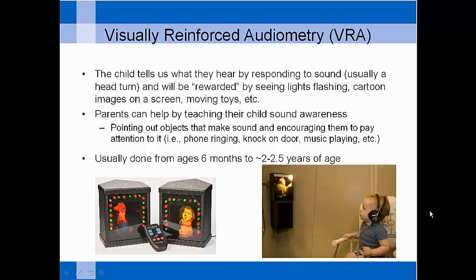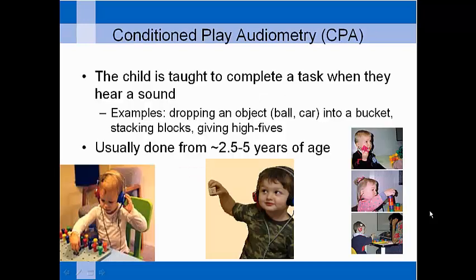So if the phone rings, it's saying, oh, did you hear that? The phone is ringing. Mommy's going to go answer the phone. And that really points out to the child that sound has meaning. It does mean something, and it's not something to ignore. So this test can be done at a pretty young age. They're able to tell us what they can hear between these ages.